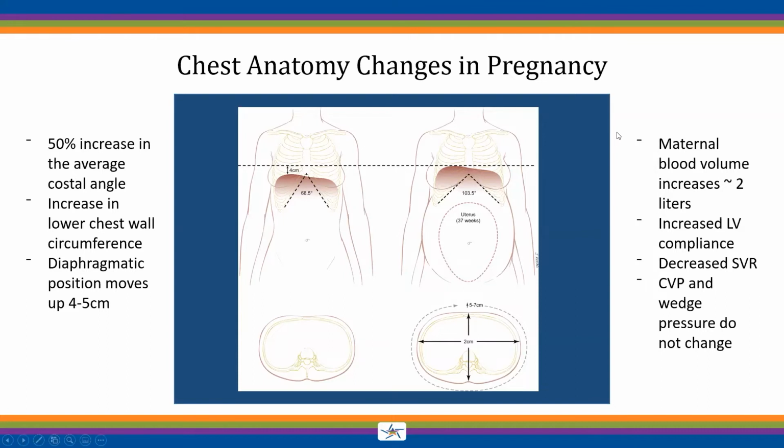Then there are also some cardiovascular changes that do bear on chest x-ray. The maternal volume can increase approximately 2 liters. That's going to change what the blood vessels can look like in the chest. Then your left ventricle increases its capacitance and its compliance, along with a decrease in the systemic vascular resistance. This actually allows our central venous pressure and wedge pressure to stay the same. Thank goodness, otherwise none of us could breathe at all. But what you can see as a result is some generousness of the left heart border in particular.